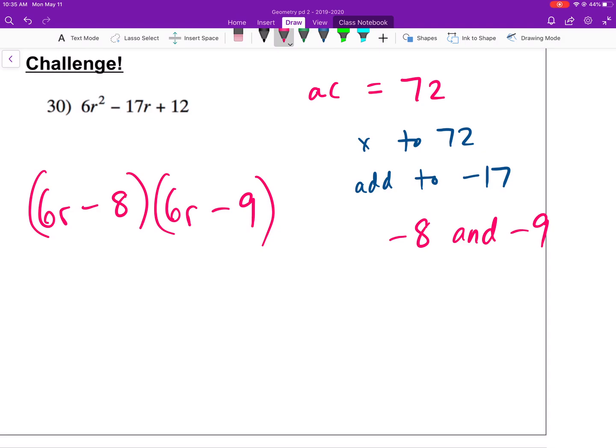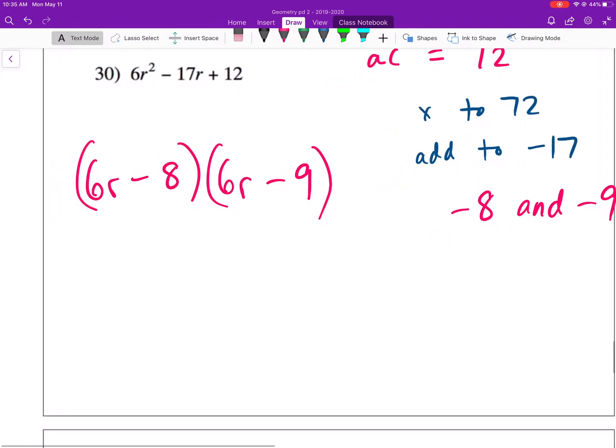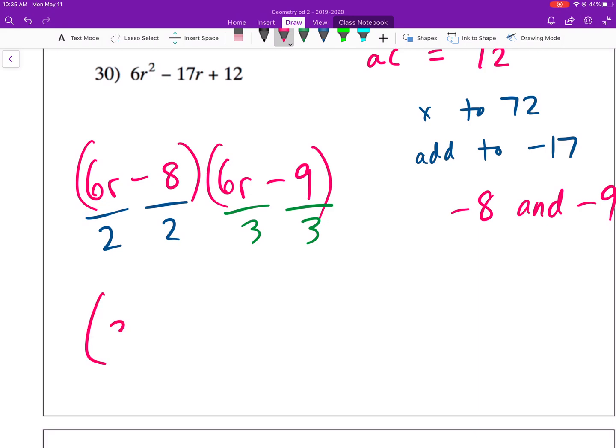Alright, it could be both. Typically it's just one. I would say 95% of the time you're just going to divide out one of the binomials here, but in this case you can divide them both out. So what can you divide both of these by? These would be 2. But also the next one, what can we divide those by? 6r and negative 9 should be 3 and 3. So a little tricky there. We end up with the first one, 3r minus 4, and the next one, 2r minus 3.